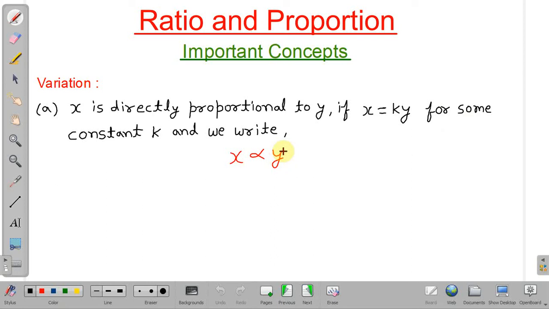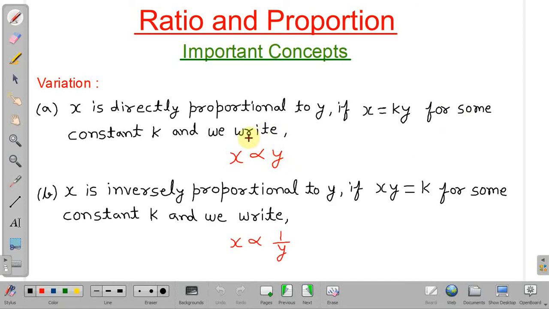Next one is, suppose there are two variables. When we are increasing y, x is reducing, and when we are reducing y, x is increasing. In that case, we say that x is inversely proportional to y, for some constant k. We write xy equal to k, and we indicate it as x is proportional to 1 by y, or x is inversely proportional to y. So this is your variation.